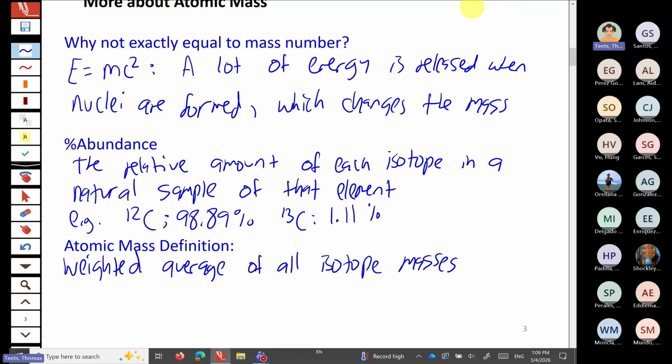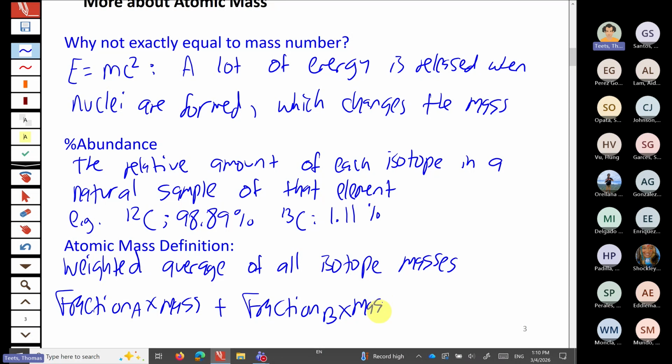All right, so the weighted average of all isotope masses is going to be the fractional abundance of the first isotope multiplied by its mass. So fractional abundance is just the percent divided by 100, so the relative amount out of 1, plus the fractional abundance of the second isotope times its mass, and so on for however many isotopes you have. So, you're not limited to 2. Carbon has basically 2, but there could be more than 2.